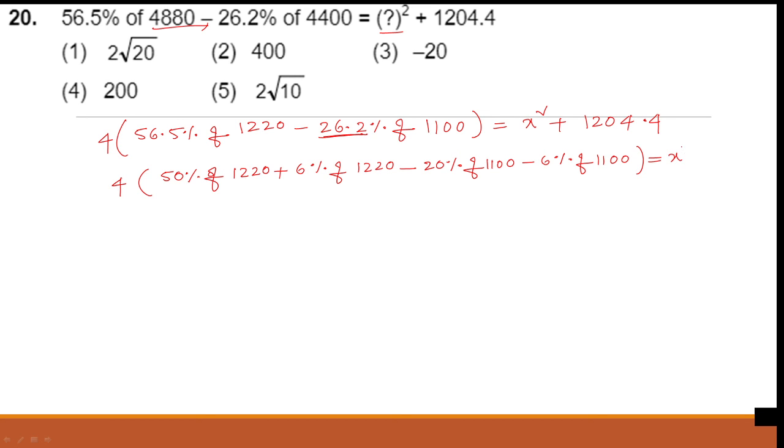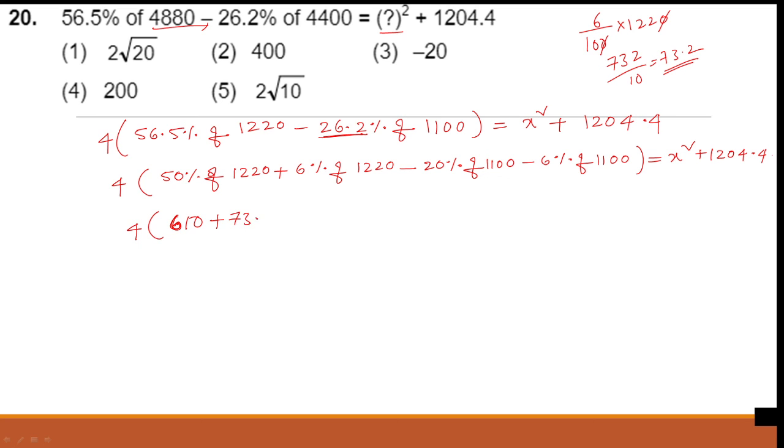So that is equal to x square plus 1204.4. So now 4 into, what is 50% of 1220? That is 610. Yes, 50% means half, right? Now 6% of 1220. What is 6% of 1220? 6 by 100 into 1220. So here I am writing 6 by 100 into 1220. So we can cancel 0, and this becomes actually 732 by 10, means 73.2. So you need to do these calculations in your brain.